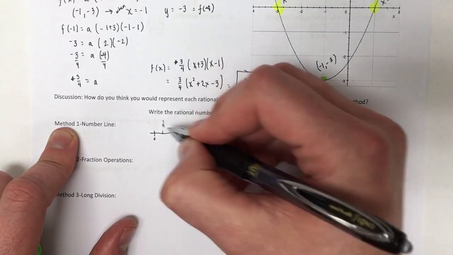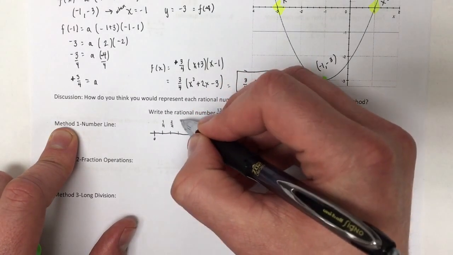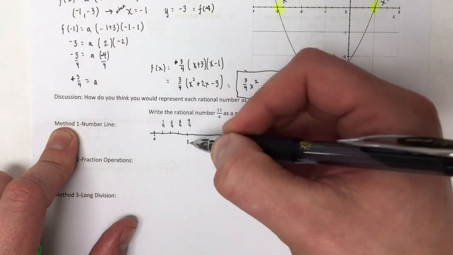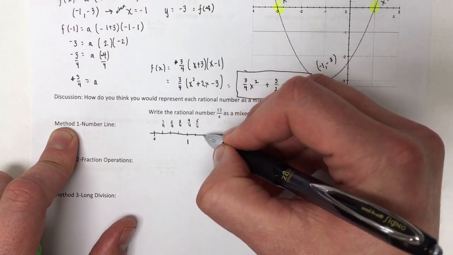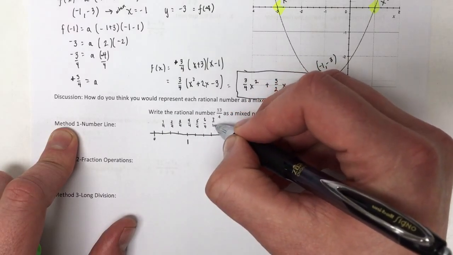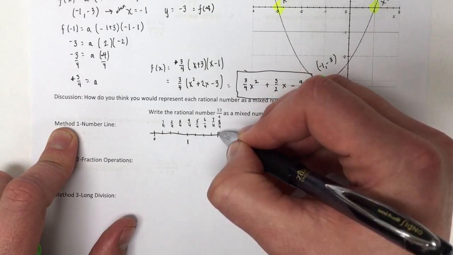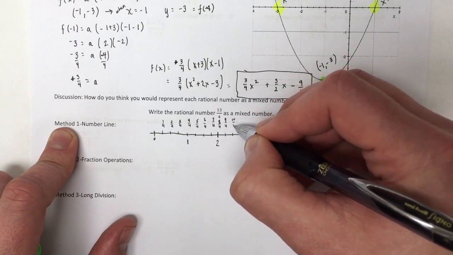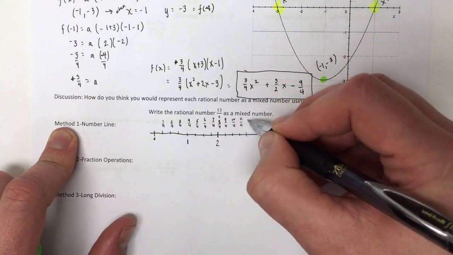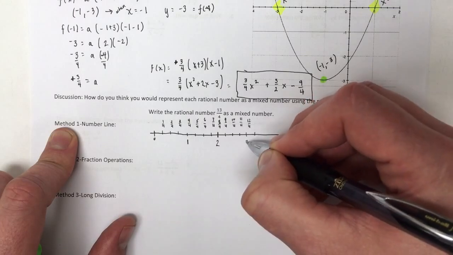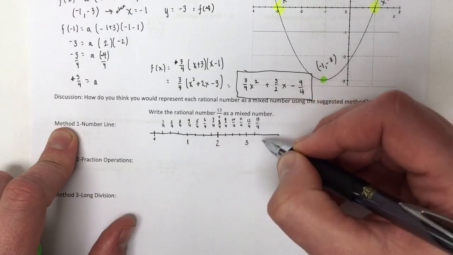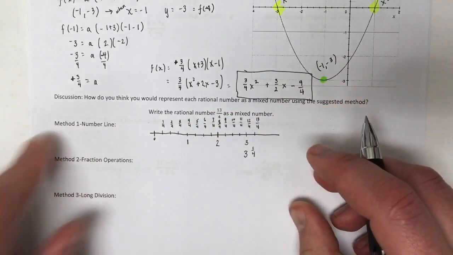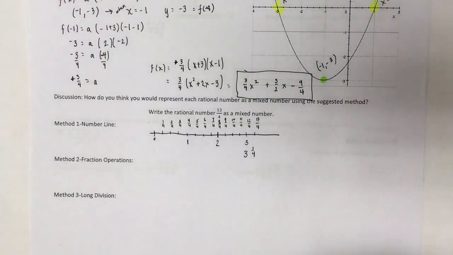So here's 1/4, 2/4, 3/4, 4/4, and I can view 4/4 as 1. And then I go 5/4, 6/4, 7/4, 8/4, and again, I'll view that as 2, 9/4, 10/4, 11/4, 12/4, and that's 3, and there's 13/4. So that is 3 and 1/4. So that's how you can view this on a number line.